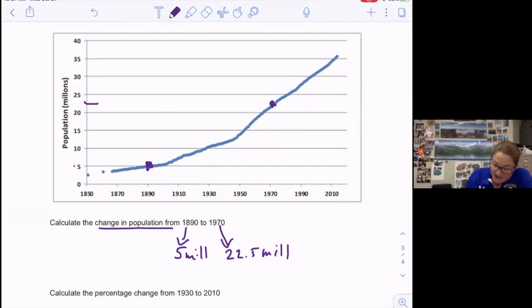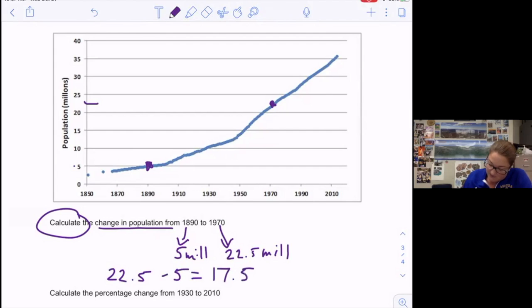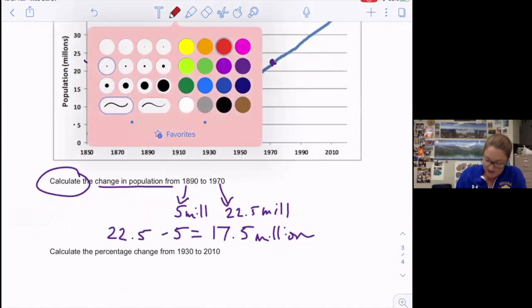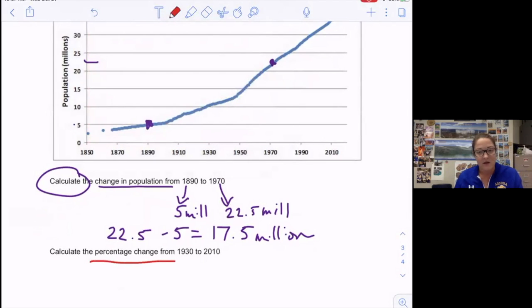So the command term calculate means you need to show your work. So 22.5 minus 5 will give me my change of 17.5 million. Percentage change in the next part is going to ask me to do something different. Percent change is going to be the difference compared to the initial value.